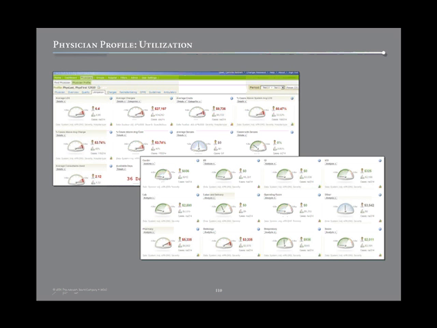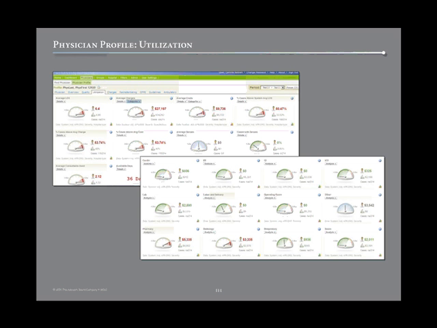You can see here this physician is in the red, so therefore he is greater than one standard deviation from the mean in terms of average charges. His average charges per case are about $27,000 compared to a system average of $24,000. Again, keep in mind the severity adjustment. This is for light cases.